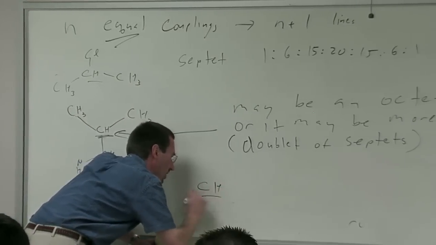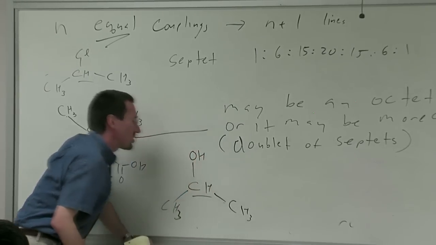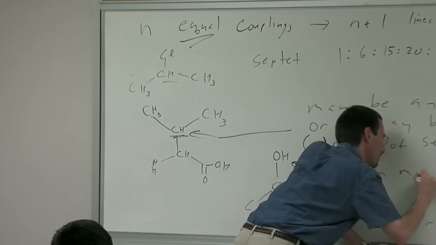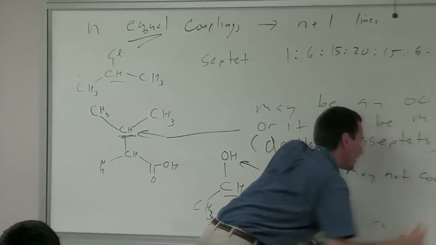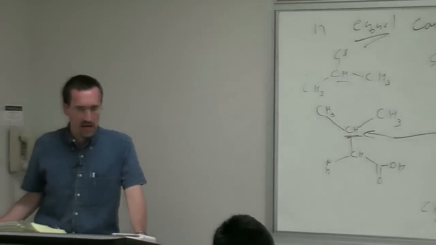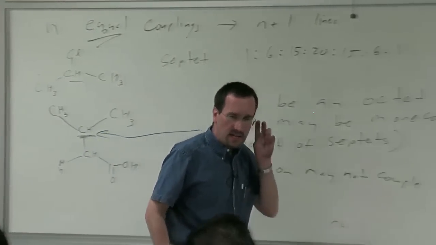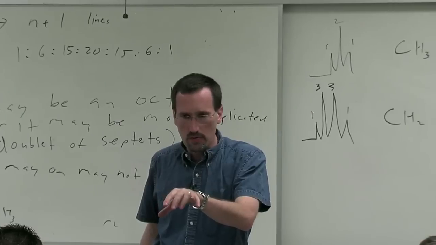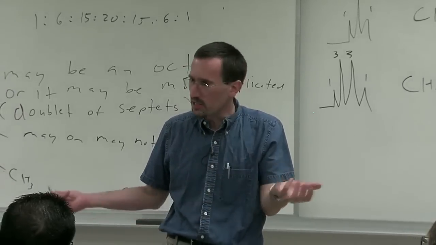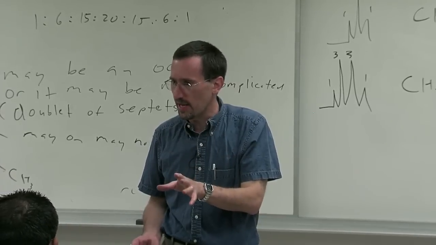The OH of alcohols, and I know this has already come up on the homework. The OH of the alcohol may or may not couple. So the methine hydrogen of isopropanol might appear as a septet, or it might be more complicated. In order to couple, this hydrogen has to stick around in one place. It has to stay attached for a time that's roughly 1 over the coupling constant. Since coupling constants are typically on the order of about 7 hertz, it has to stay attached for hundreds of milliseconds or longer.